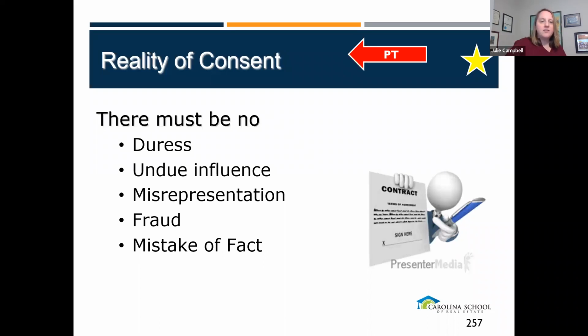The rest of these, the first 4, will make the contract voidable. The party that felt threatened can make the contract voidable. The party that felt the emotional influence, or the party that was lied to, can take it to a judge and make the contract voidable. Mistake of fact, it just kind of depends on that.